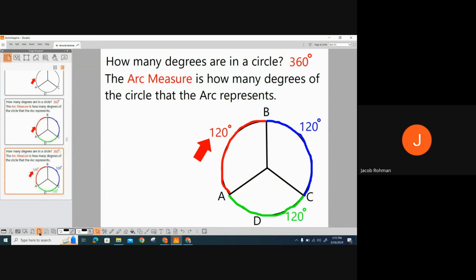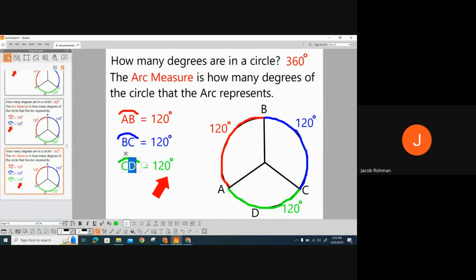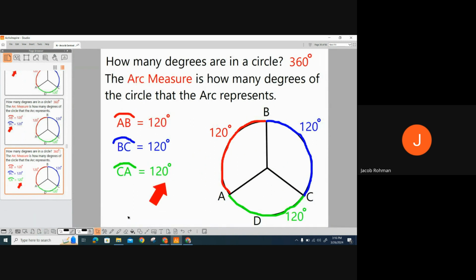And so we would say arc AB is equal to 120 degrees, arc BC is equal to 120 degrees, and then arc CA is also equal to 120. I'm sorry, CA, not CD. That should say CA there. So arc CA is 120 degrees.